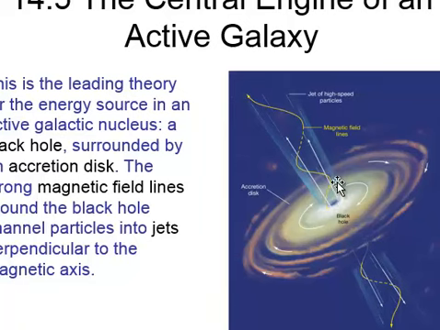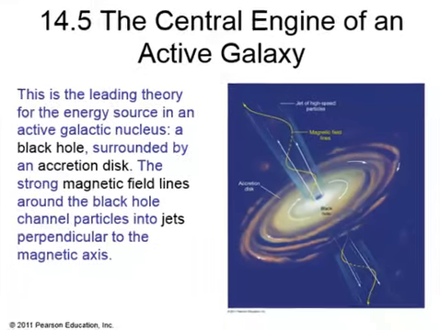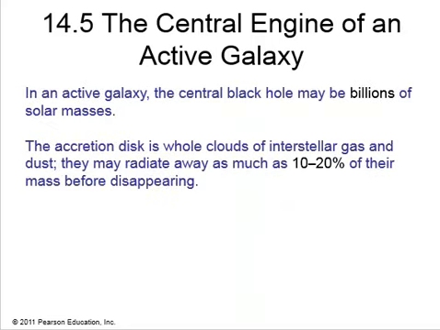There we go. Alright, and so in an active galaxy, the central black hole may be billions of solar masses, which tells you how massive they are. And the accretion disk around the black hole are whole clouds of interstellar gas and dust, and they may radiate away as much as 10 to 20% of their mass before disappearing. So this is what is going on in the center of an active galaxy.